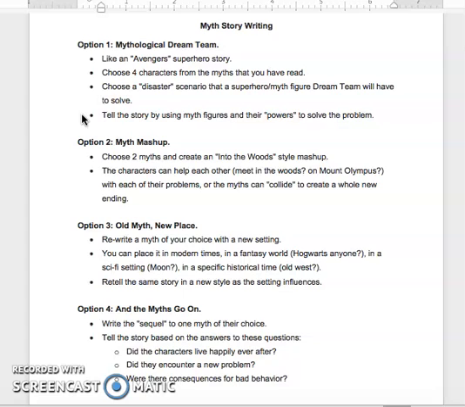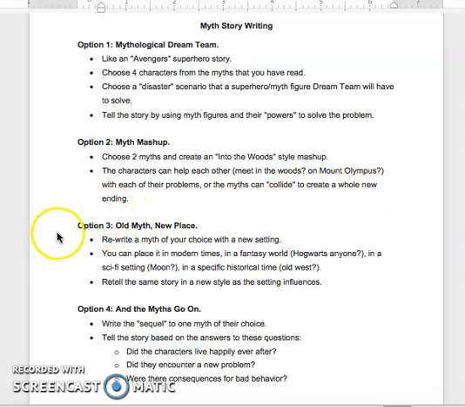For option 2, you may write a myth mashup. In this type of option, choose 2 myths and create an Into the Woods style mashup. The characters can help each other with each of their problems, and they can meet in a place like the woods or Mount Olympus. You can also have myths collide and create a whole new ending.